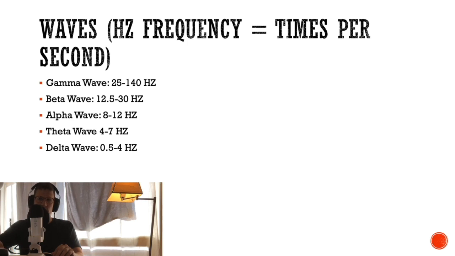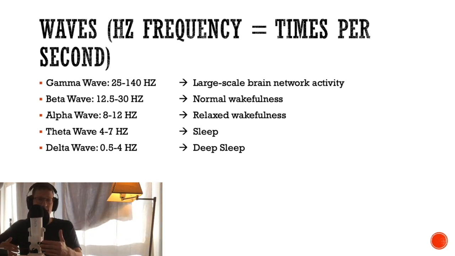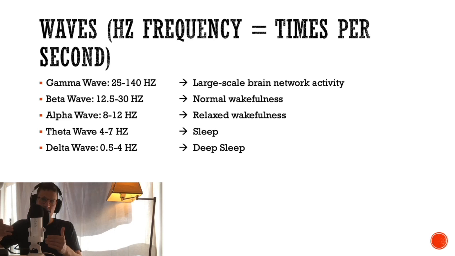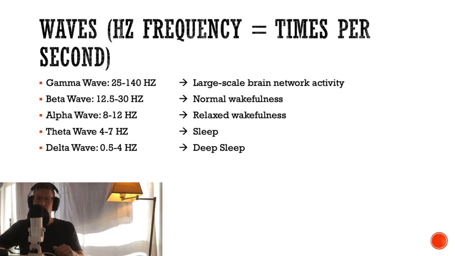Each one of these waves corresponds to a different state of wakefulness or sleep, where a gamma wave is large-scale brain network activity like memory, attention span, things that you're really thinking. Beta wave is your normal wakefulness, and then the bottom three waves are related to sleep. Alpha waves is the sort of in-between state. If you're meditating, you're probably in an alpha wave state. It's relaxed wakefulness. Theta waves are sleep, and delta waves are the lowest frequency, and they constitute deep sleep.